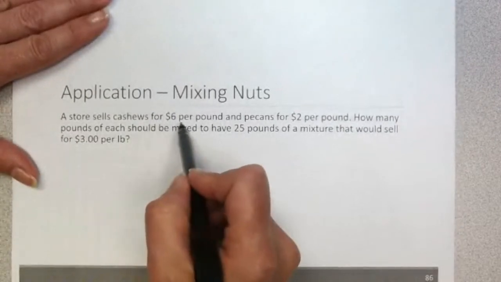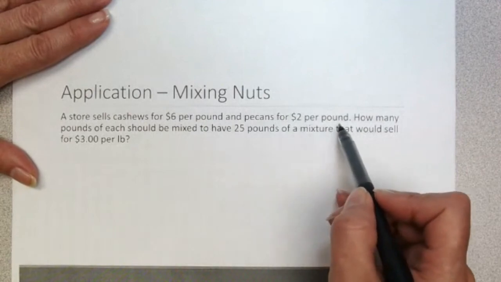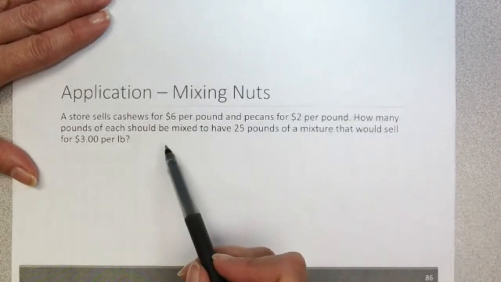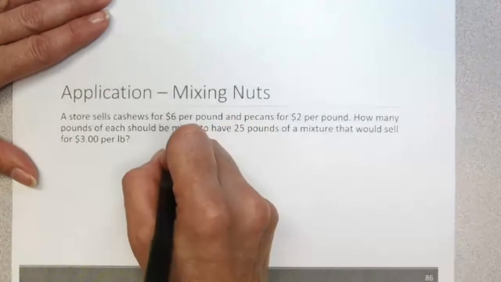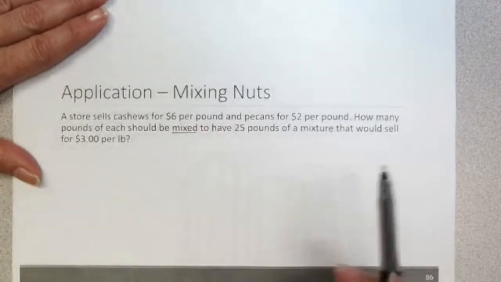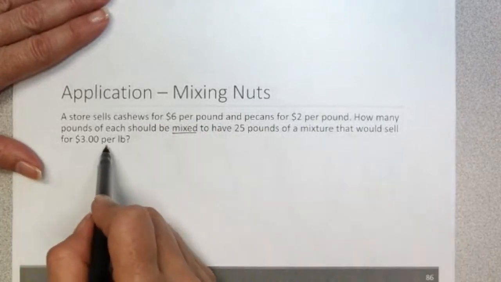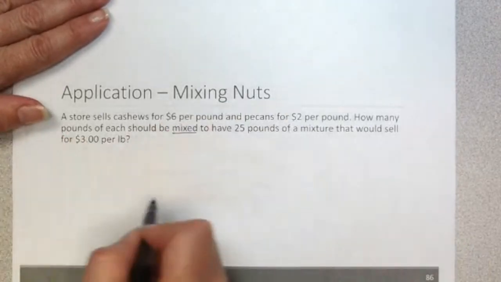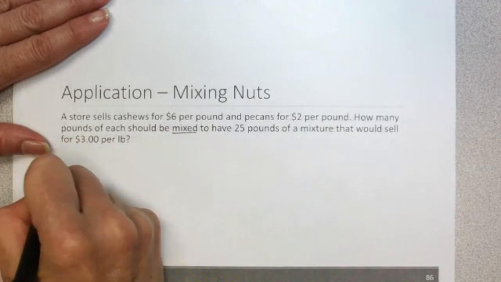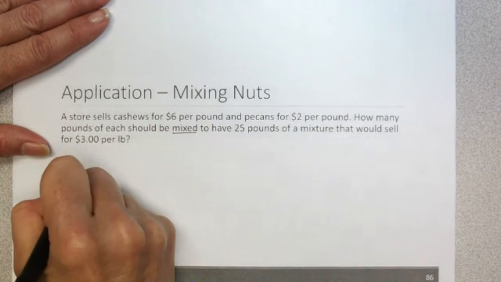A store sells cashews for $6 per pound and pecans for $2 per pound. How many pounds of each should be mixed? Yeah, this is definitely a mixture problem. How many pounds of each should be mixed to have 25 pounds of a mixture that would sell for $3 per pound? All right, this is a mixture problem. We're going to write a quantity equation and we're going to write a value equation.